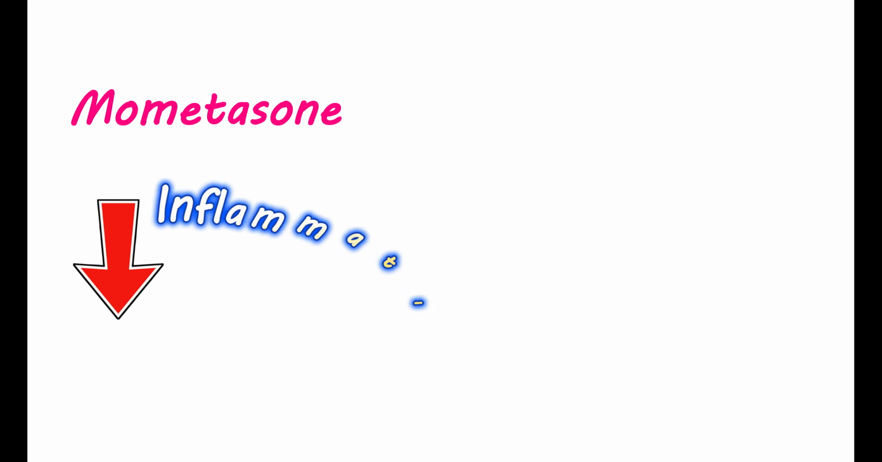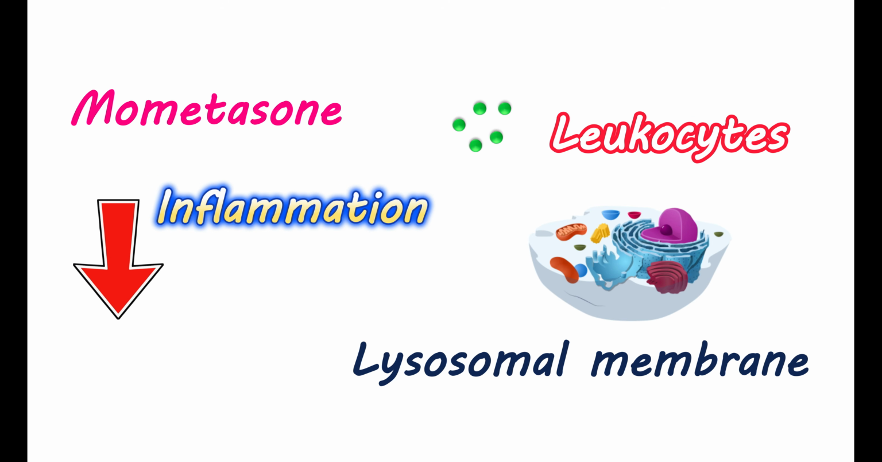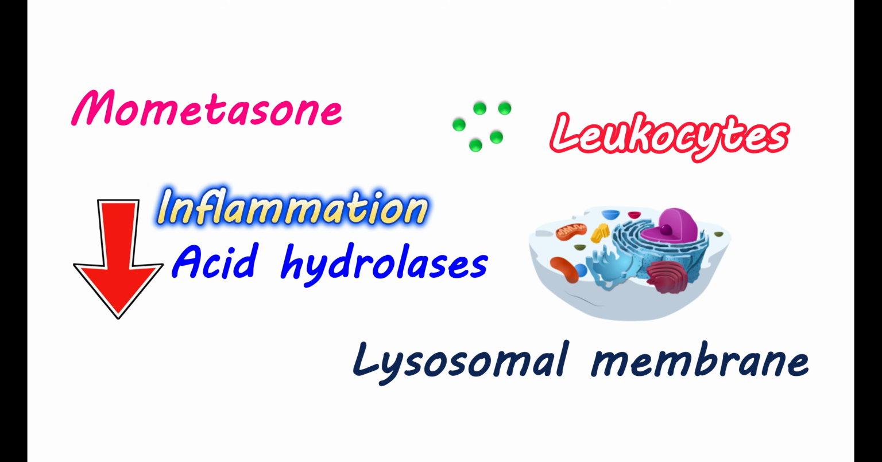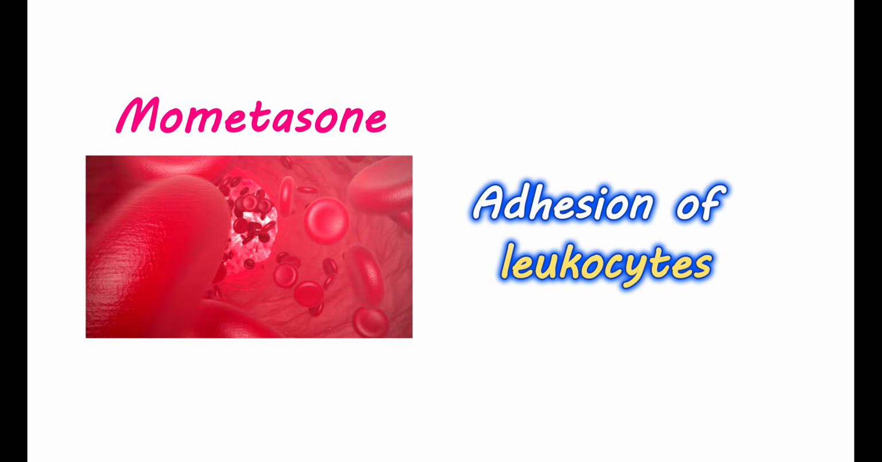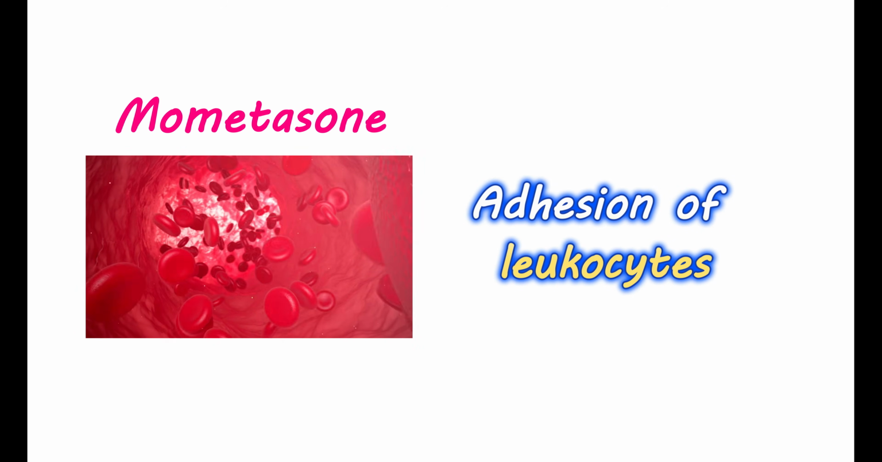How does it work? Mometasone reduces the inflammation by stabilizing lysosomal membranes. This reduces the release of leukocytes that actually develop inflammation. It also prevents the release of a few enzymes called acid hydrolases that produce damage to your skin. It also inhibits the accumulation of mediators that increase the inflammation. Mometasone can reduce the adhesion of leukocytes to your blood capillaries, which further inhibits inflammatory response.